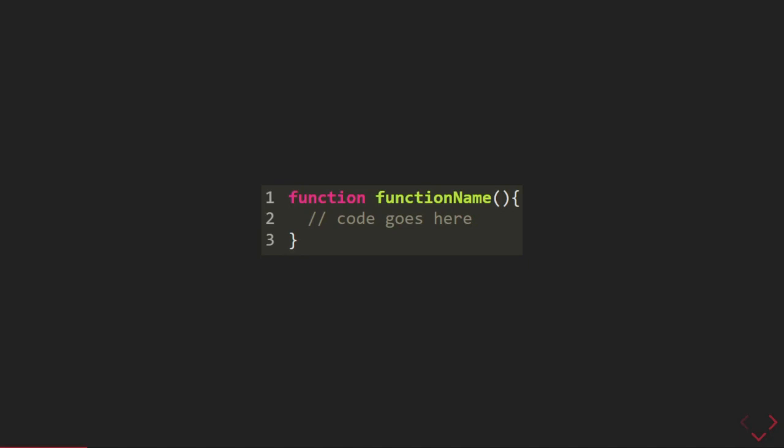Let's see how a function is structured. In JavaScript, functions start by using the keyword function. This is followed by the name. After you provide the name, you add the parentheses. This is where you add arguments. More on those a bit later. After those, we have the curly braces, and anything inside these curly braces is what's going to run every time we call this function.